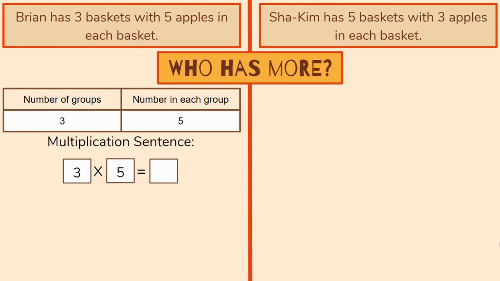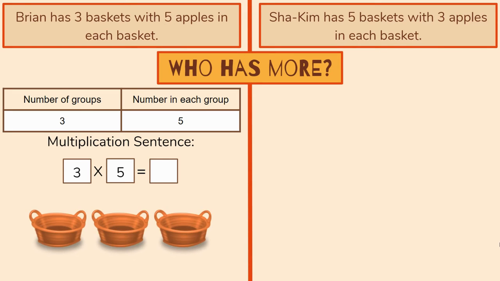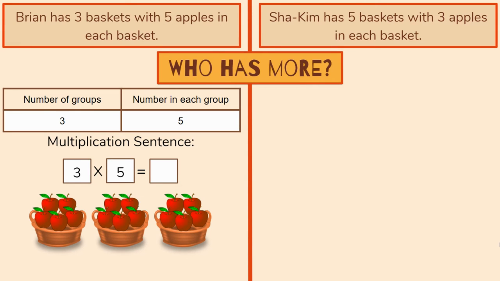The multiplication sentence we can write for Brian is 3 times 5 equals something. Or we could say 3 groups of 5 equals our total. So let's draw a picture. Brian has 3 baskets, and each basket has 5 apples in it. So we have 5 apples in each basket.